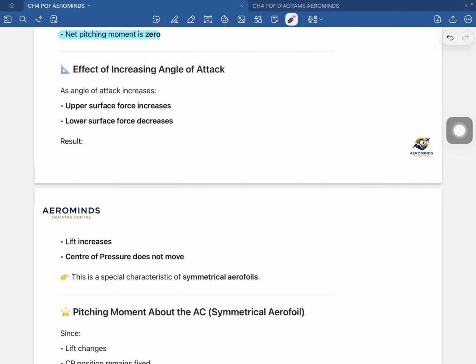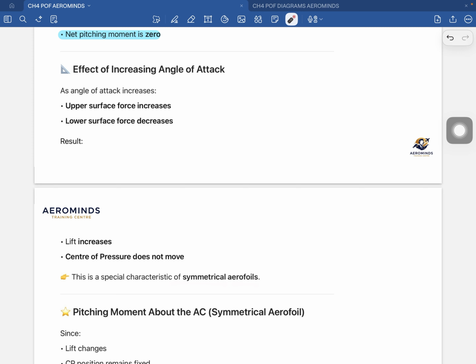As the angle of attack increases, the upper surface pressure decreases and the lower surface pressure increases compared to the top. So lift will increase. However, for a symmetrical airfoil in the normal range of the angle of attack, the center of pressure does not move very significantly. It stays near the same position only. Now, this is a special characteristic of the symmetrical aerofoils.